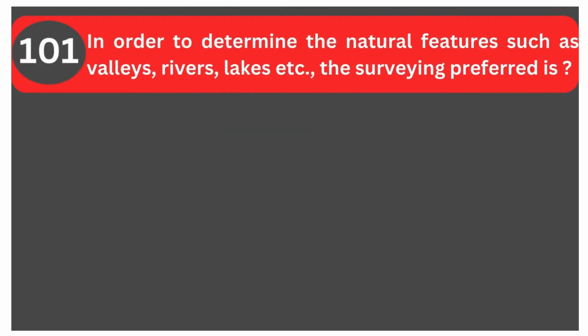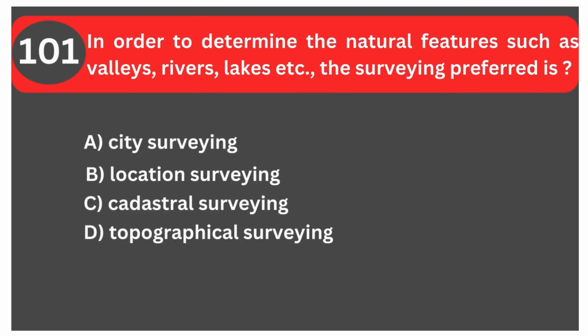In order to determine the natural features such as valleys, rivers, lakes, etc., the surveying preferred is. Options: A. City surveying, B. Location surveying, C. Cadastral surveying, D. Topographical surveying. Answer D. Topographical surveying.